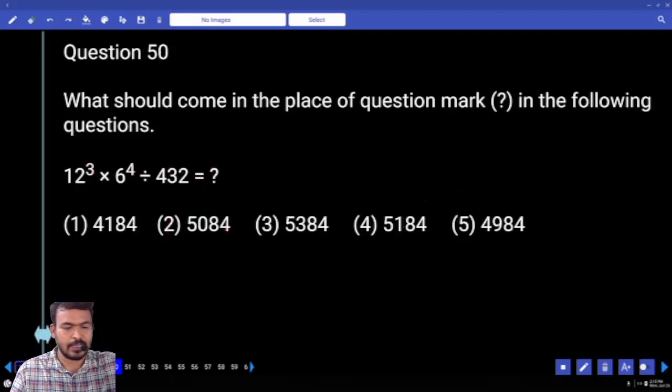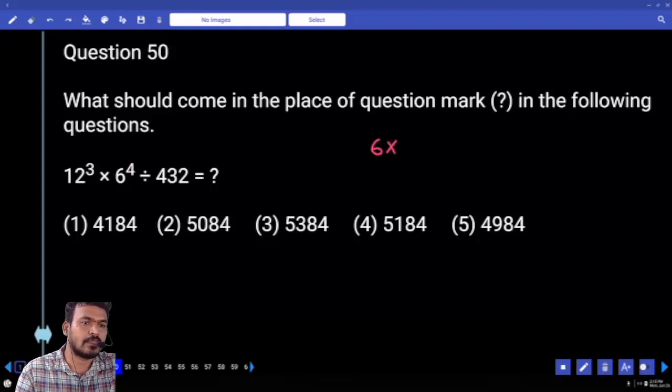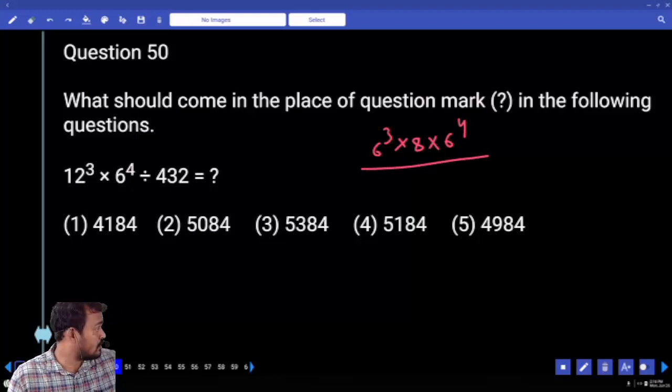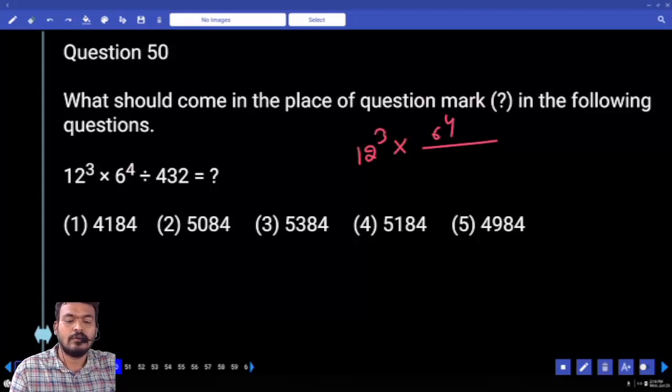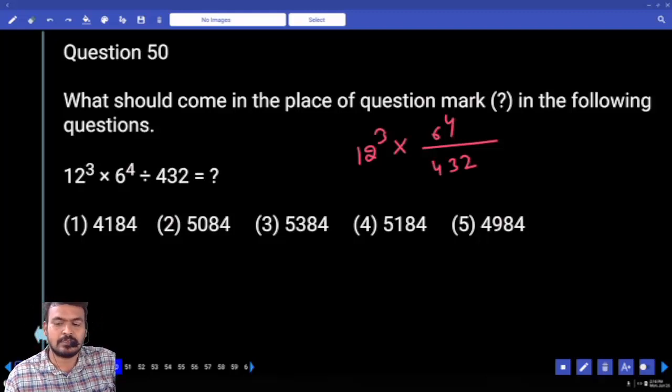Next question number 50. First of all, 12 cube. We written 6 into 2 power 3 or not? That will be written 6 power 3 into 2 power 3. 2 power 3 means 8. Multiplied by which one? 6 power 4. 6 cube into 8 into 6 power 4 by how much value? 432 or not? Actually it is a into b divided by which one? C. That value written 12 cube into 6 power 4 by how much value? 432 or not? 432.